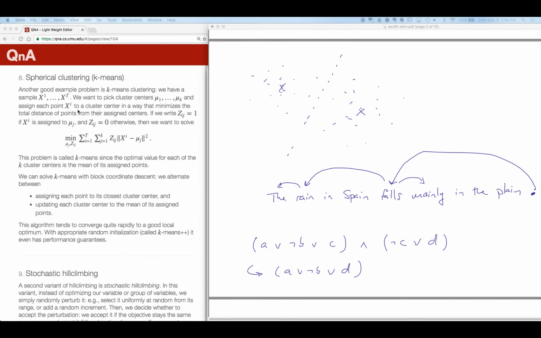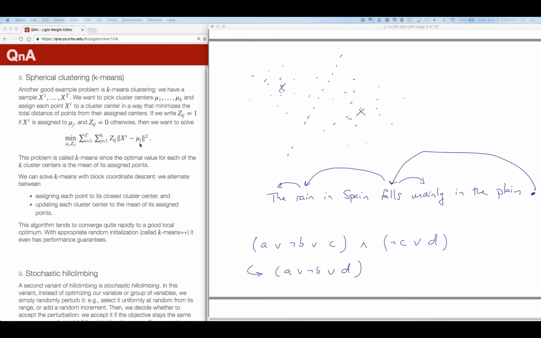And we assign each point to a cluster center in a way that minimizes the total, I should say, squared distance of points from their assigned centers. And so we can make a discrete variable that's 1 if and only if point i is assigned to center j. And in that case, our objective is this: the sum over points, the sum over centers, the indicator of whether that point is assigned to that center times the squared distance that you pay for in that case.